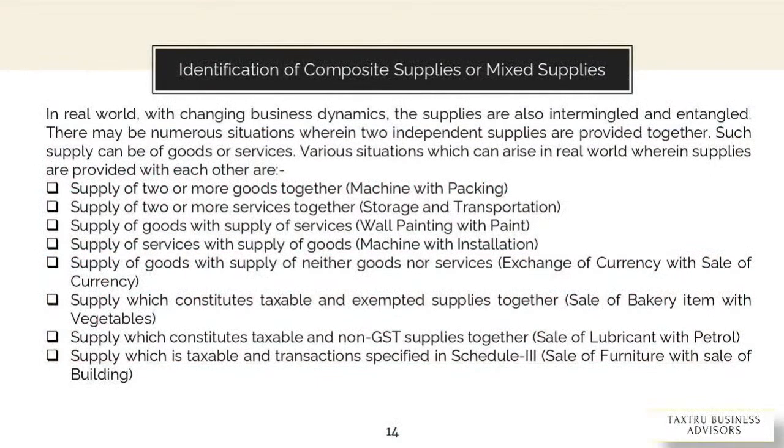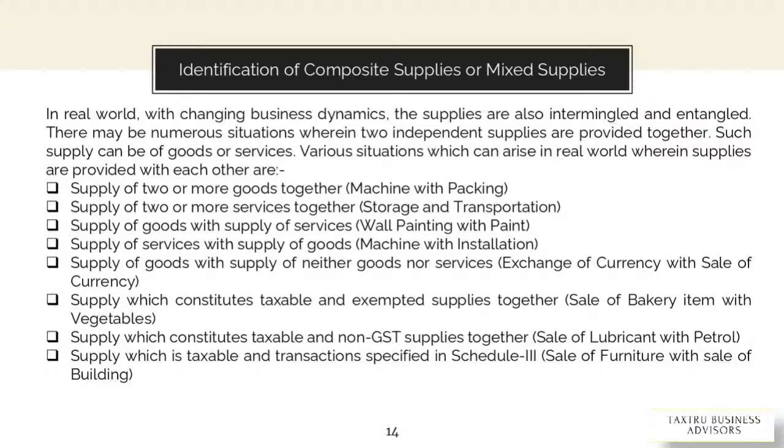Then identification of composite and mixed supplies. Now, in today's dynamic world, there are multiple businesses supplying services and providing activities. They are designed in a way that it is very difficult to identify whether it is a supply, or whether it is a composite supply, in which there is a principal supply and other supplies are ancillary to that main supply.